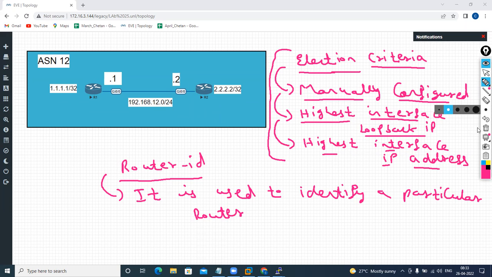Sir, what is highest interface loopback ID? Let us consider I have one more loopback here. Then what will be the router ID? The 11. Yes, highest. Clear?